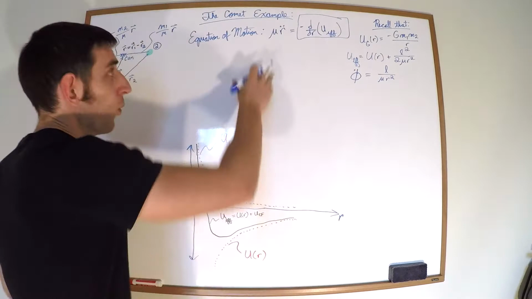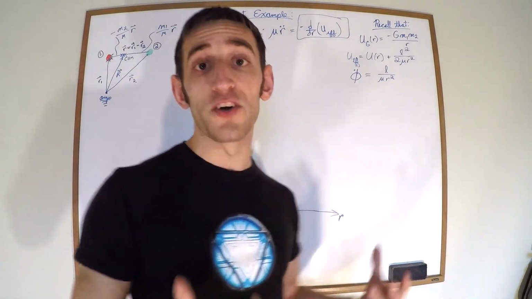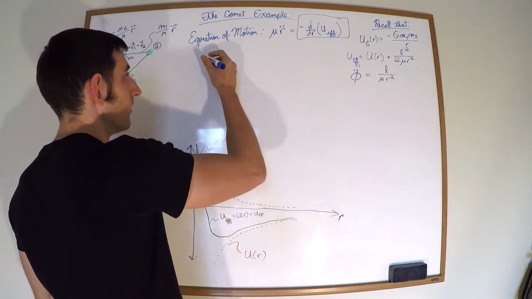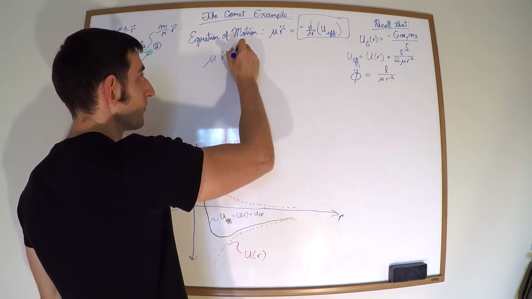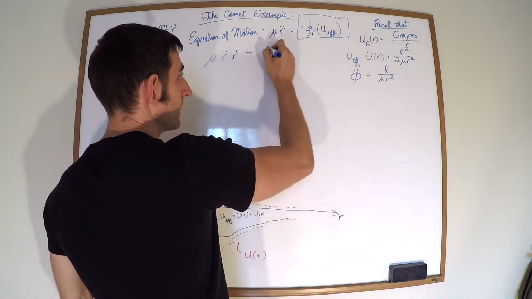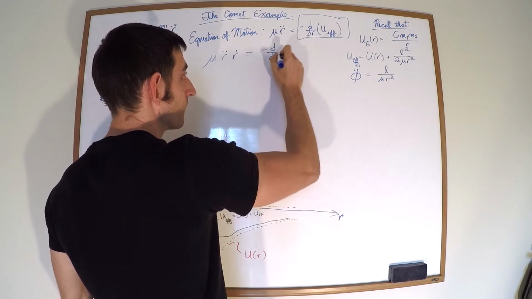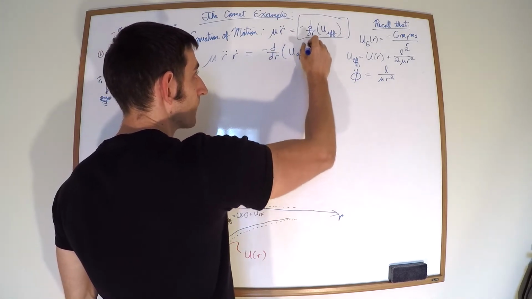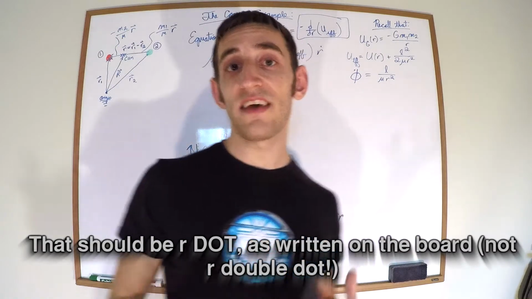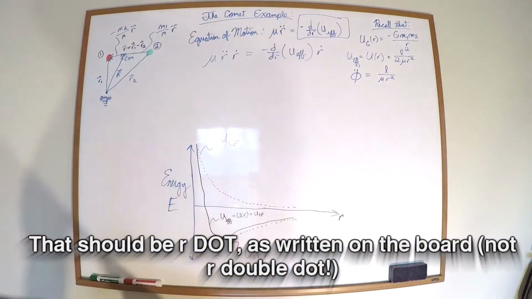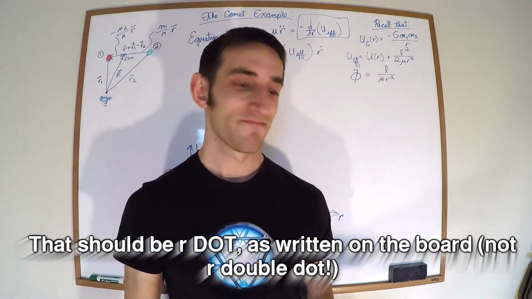To do that, we're going to take the equation of motion and multiply both sides by r dot, basically the velocity of our system. So if we take mu r double dot and multiply by r dot, and set that equal to negative the position derivative of our potential energy times r dot, we're going to be able to pull out the energy. But you might be thinking, this doesn't look like energy. What's going on here?